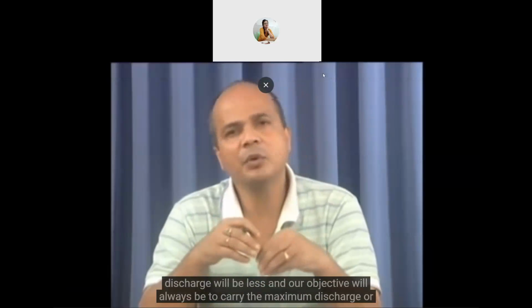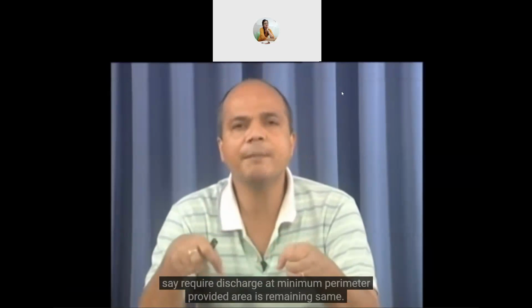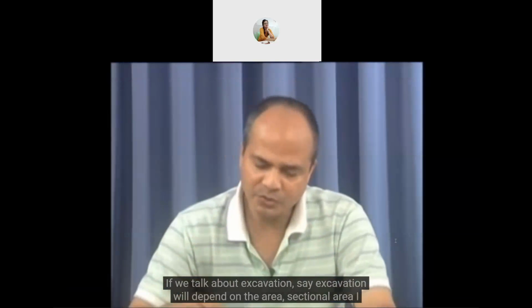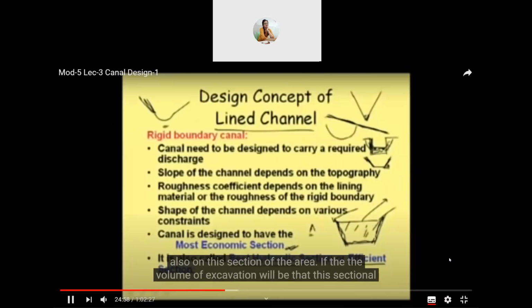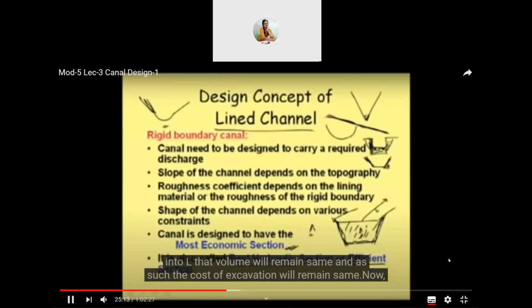And our objective will always be to carry the maximum discharge, or say the required discharge, at minimum perimeter, provided the area remains the same. If we talk about excavation, excavation will depend on the sectional area I am talking about. This is the total volume, but the length is something, and with that length and this area, if we cut the channel, then excavation comes up. The volume of excavation will be the sectional area multiplied by the length. Now, if this area remains fixed, then this excavation, A into L, that volume will remain the same, and as such, the cost of excavation will remain the same.